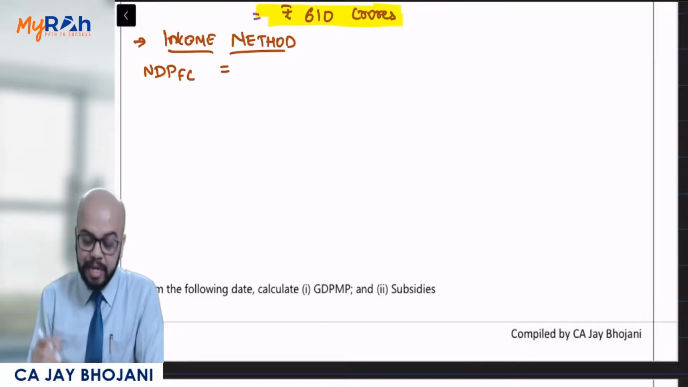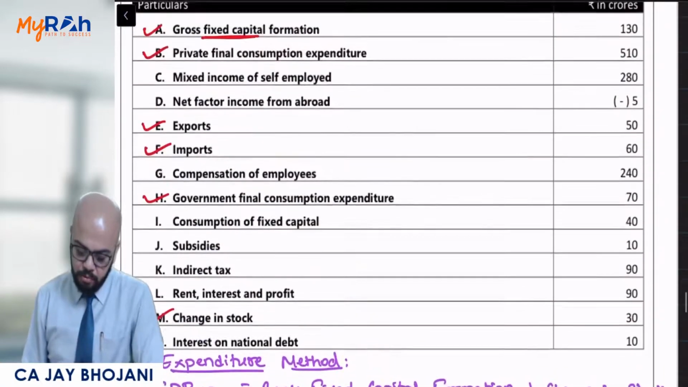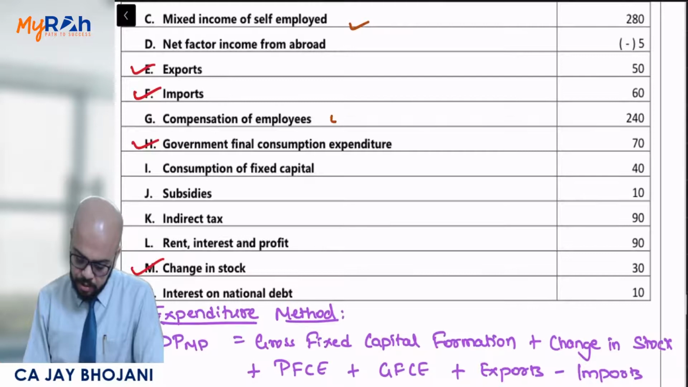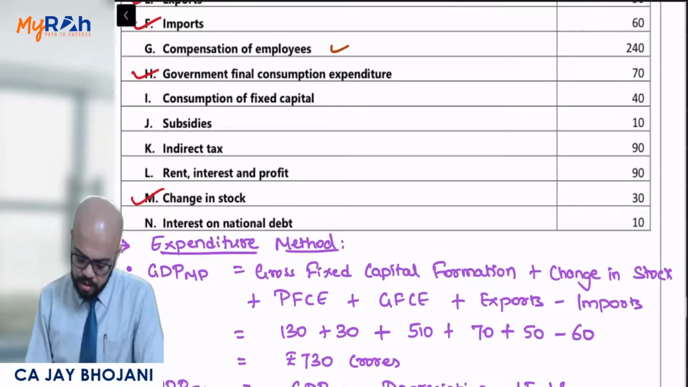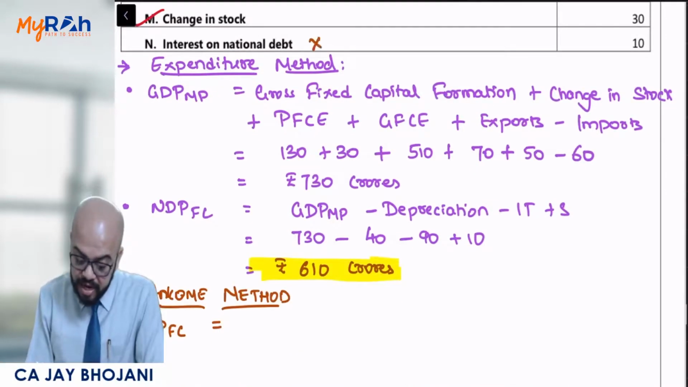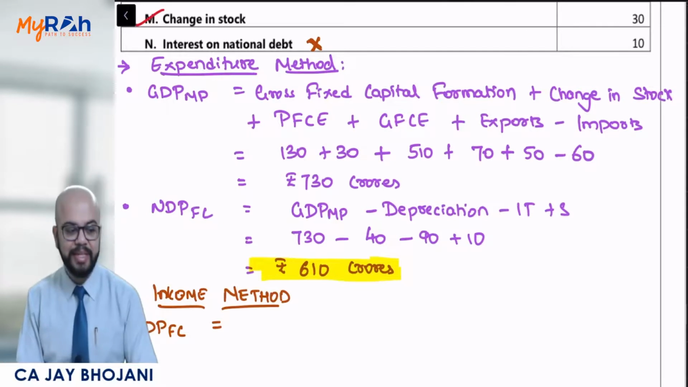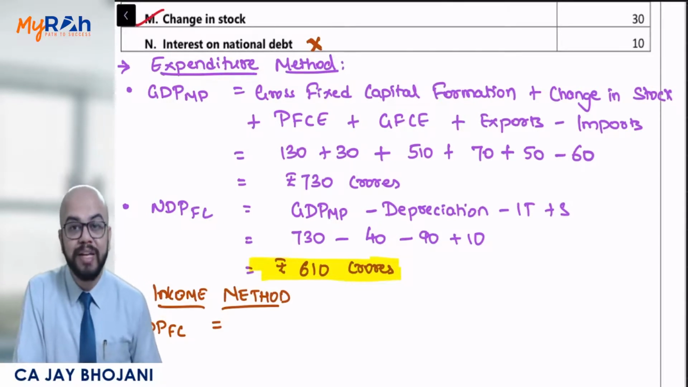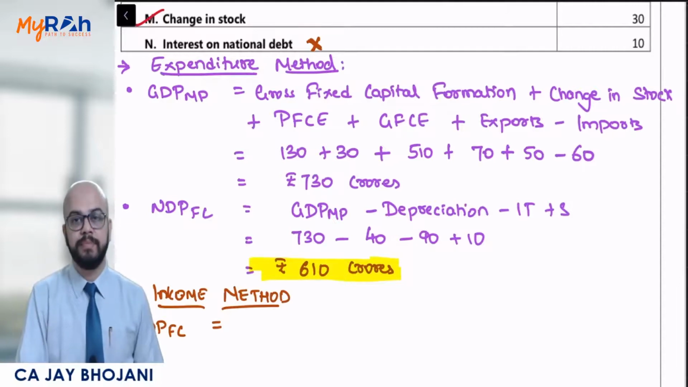So NDP-FC by income method. What do I do? Mixed income of self-employed and compensation of employees and rent, interest and profit. Okay, now interest on national debt is an interesting point. Interest on national debt will not be considered while calculating national income.